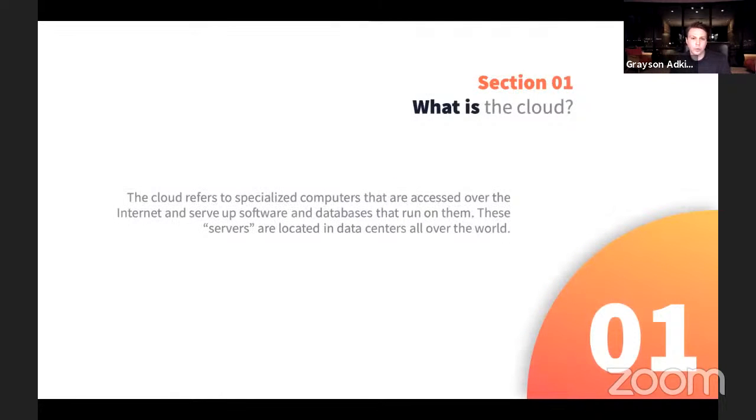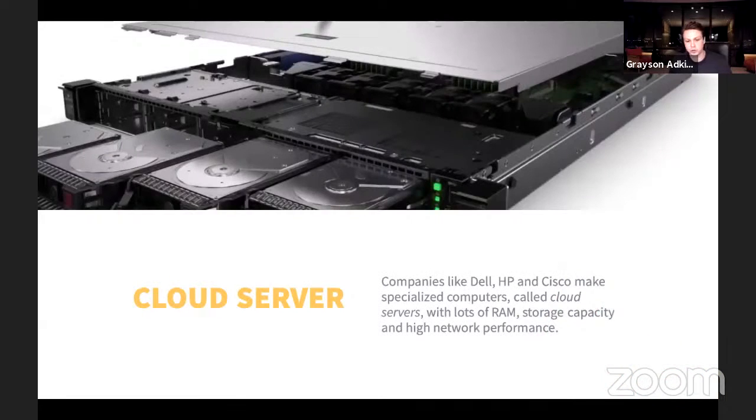So the basic question is, what is the cloud? The cloud refers to specialized computers that are accessed over the internet and serve up software and databases that run on them. These servers are located in data centers around the world. And the first time I saw a server, I realized, oh wow, that's all it is. It's just a beefy computer.